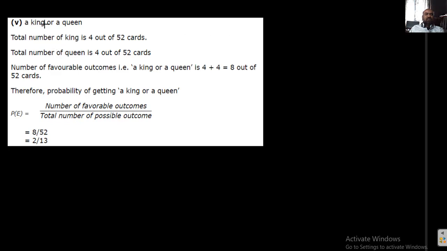Okay, a king or queen. Total number of kings are 4. Total number of queens are 4. So the number of favorable outcomes, king or queen, is equal to 4 plus 4, 8. Therefore the required probability is 8 by 52, that is 2 by 13.